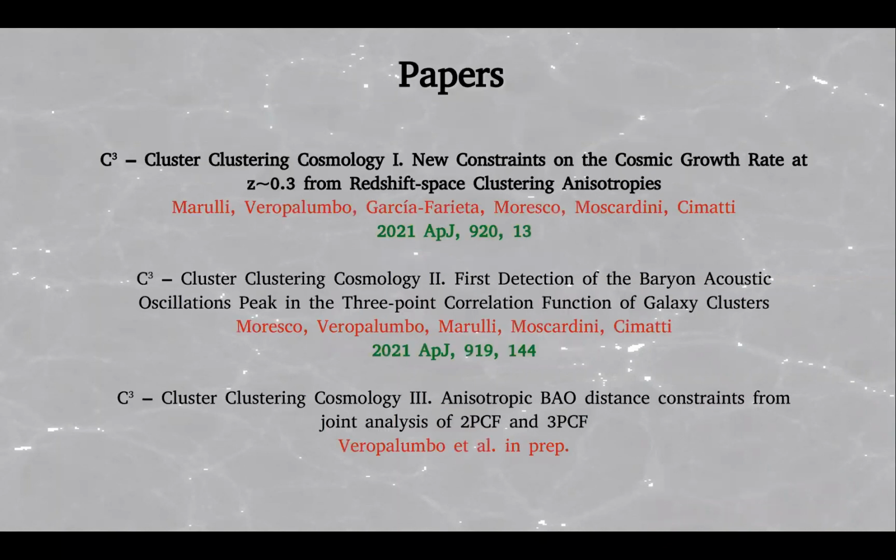Okay, this talk is based mainly on this first paper you can see here, which has been published last year with this group of collaborators. The paper is about redshift-space clustering analysis with a new, big sample of galaxy clusters. We have also published a second paper on the 3-point correlation function, in particular the first detection of baryon acoustic oscillations in the 3-point correlation function of galaxy clusters by Michele, but I will focus in this talk on the first paper. And then we have also a third paper in progress on the joint analysis of 2-point and 3-point correlation functions.